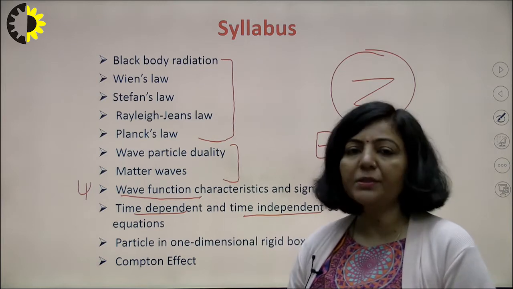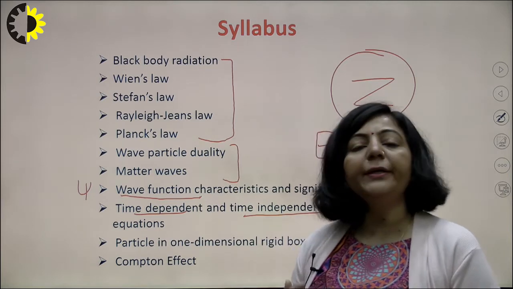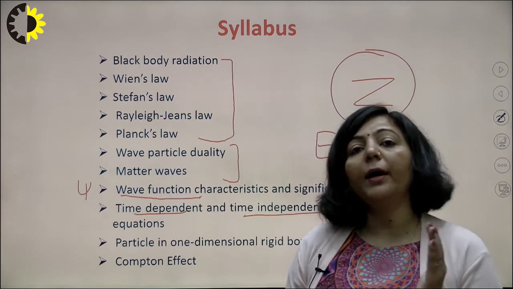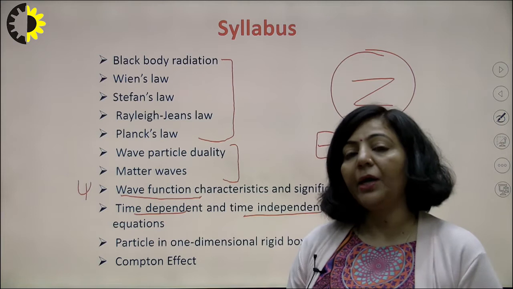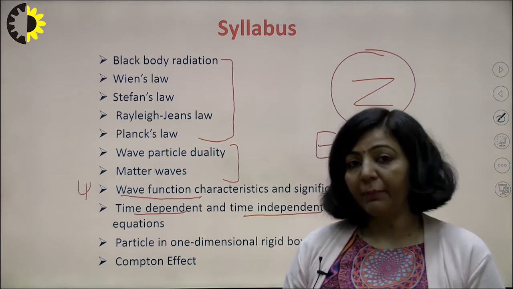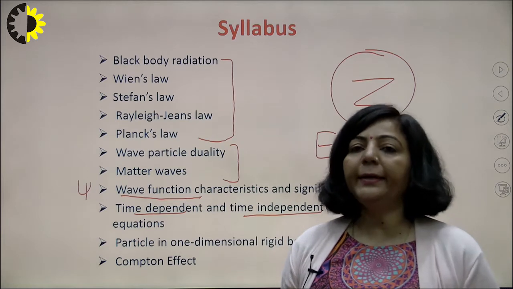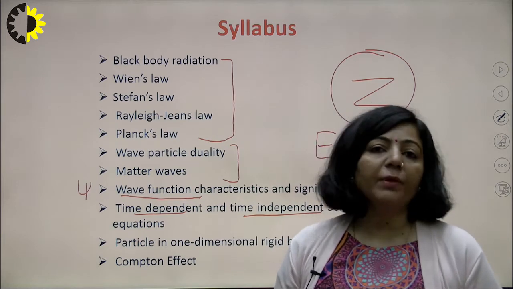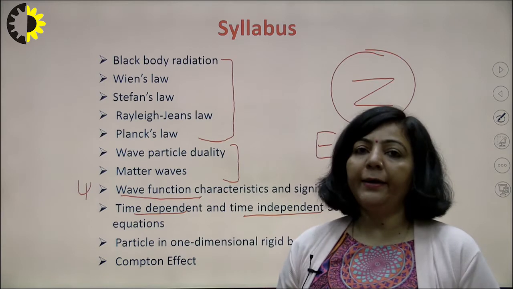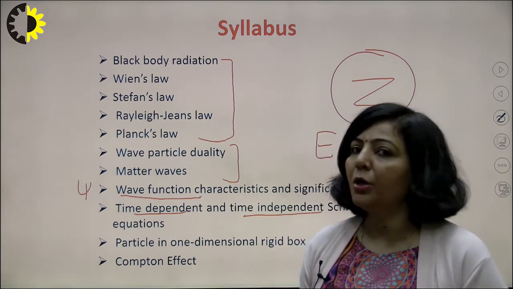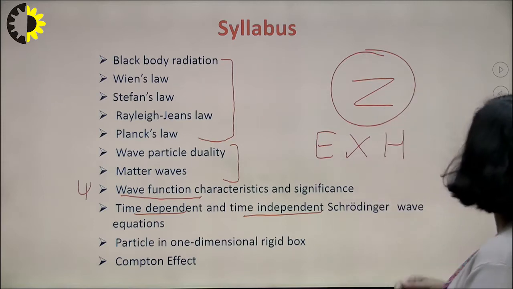So we will discuss this Compton's effect, that is, how the wavelength changes when a highly energetic electromagnetic radiation strikes a target material which is rich in electrons. That change in wavelength between the incident light and the scattered light is the Compton shift, and this particular phenomenon is known as Compton scattering or the Compton effect. So we will discuss this Compton effect here.